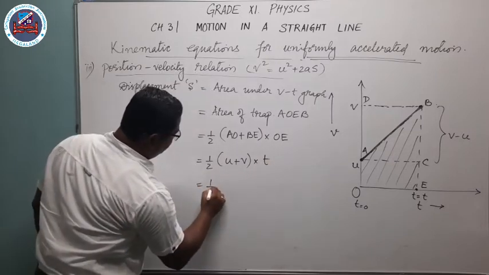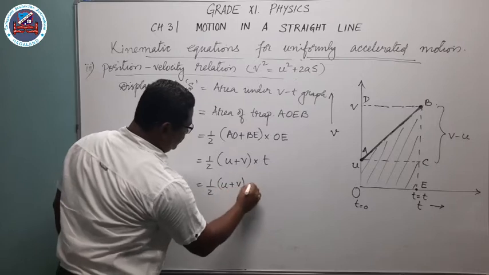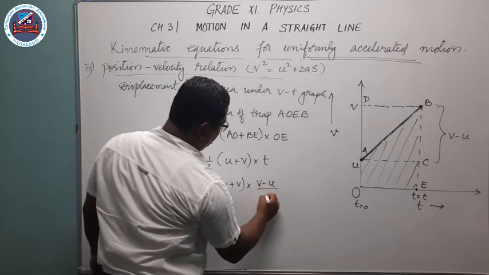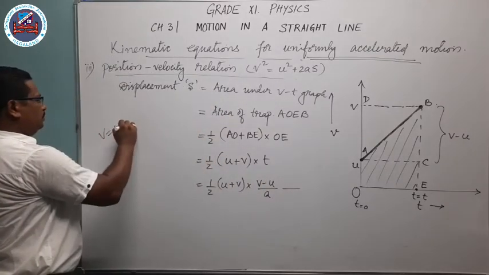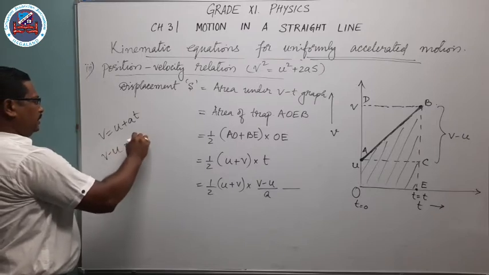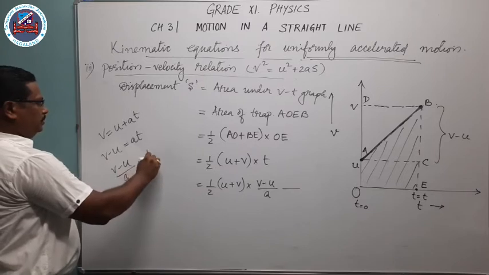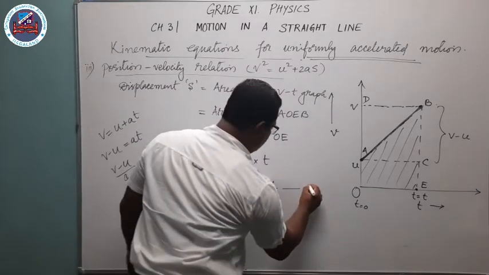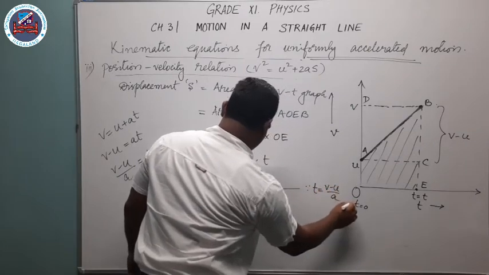So here, if you use this relation, U plus V into time, time is equal to V minus U divided by A. From first equation of motion, V is equal to U plus AT. You have V minus U is equal to AT. V minus U divided by A is equal to T. A if you bring down. So I am taking T, since T is equal to V minus U by A.